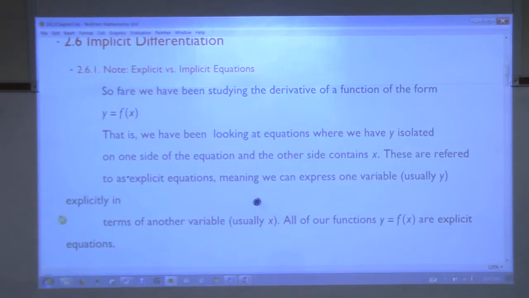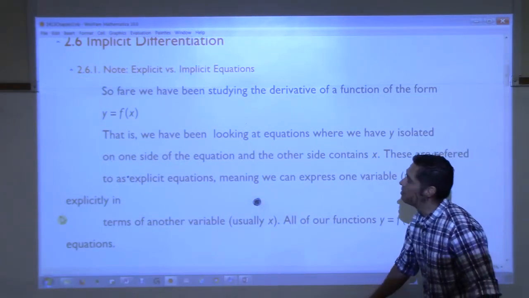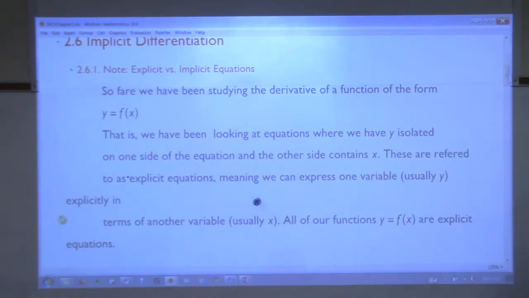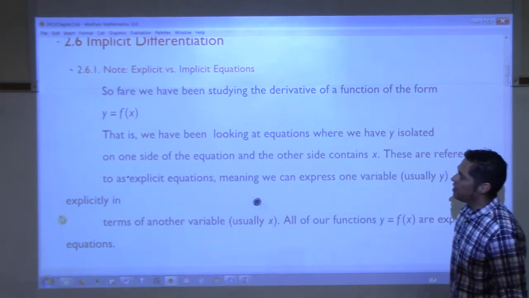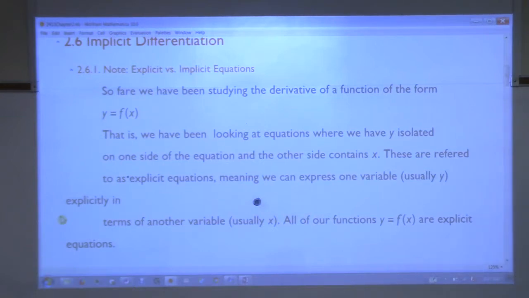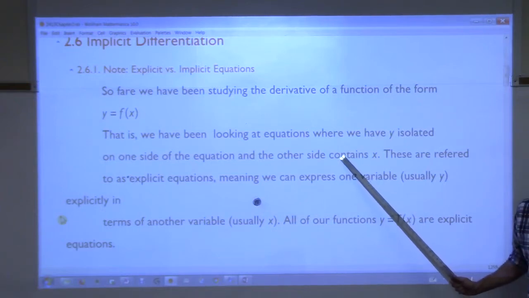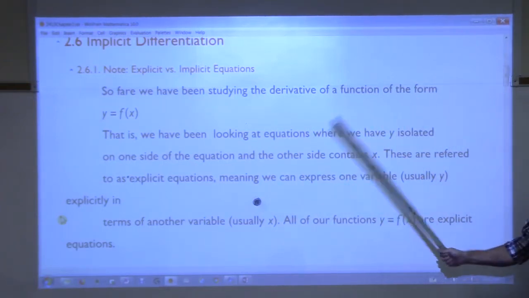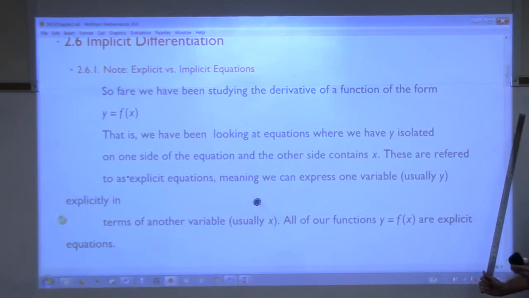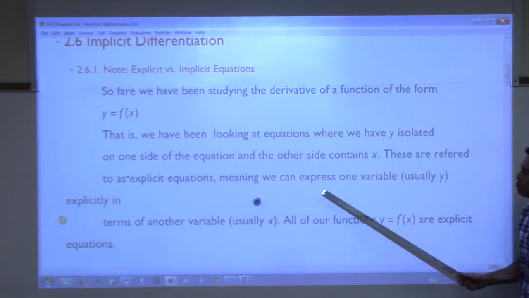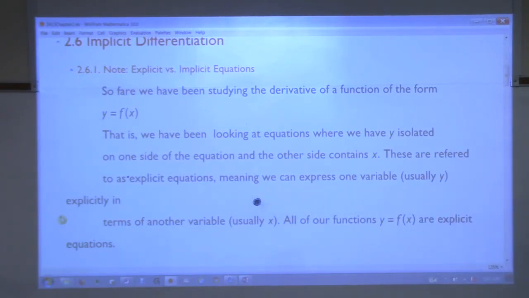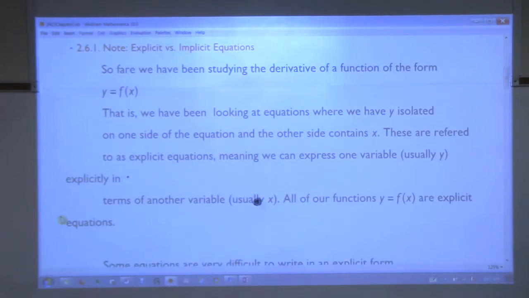So let's talk about 2.6. I know you can read, but I have some typos in here, obviously. I think I meant "so far." So far, we have been studying the derivative of a function of the form y equals f of x. That is, we have been looking at equations where we have y isolated on one side and the other side contains x in some way, like y equals sine x. These are referred to as explicit equations, meaning we can express one variable, usually y, explicitly in terms of the other variable, which is usually x.